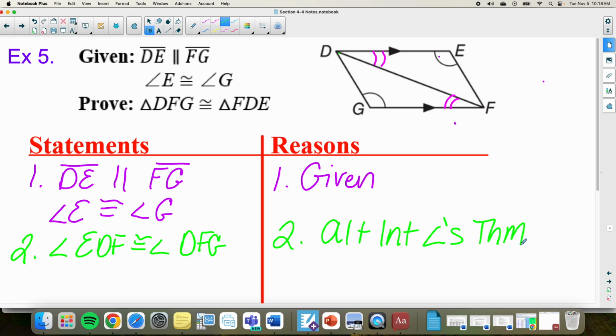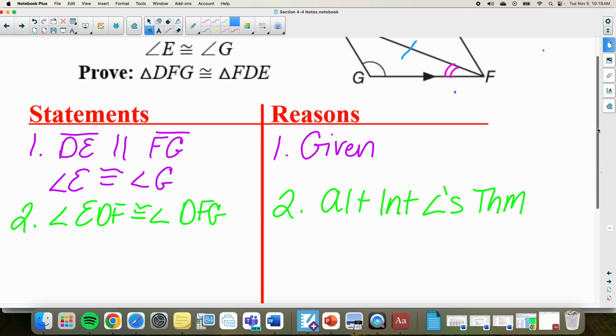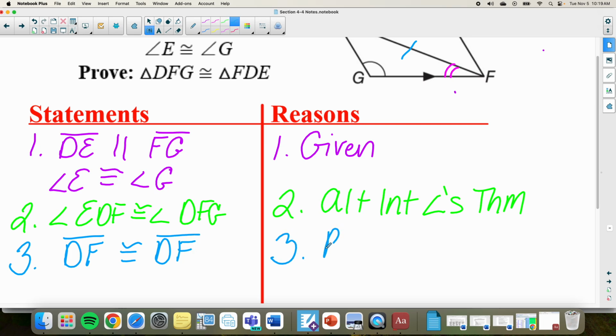Now I have 2 angles. Do I see anything else? Lexi? Reflexive. Reflexive property, very good. So this side is congruent to itself. So I can say segment DF is congruent to segment DF, and that is by reflexive property.